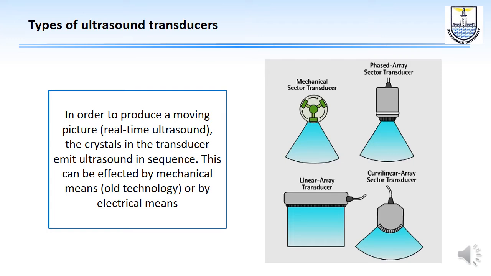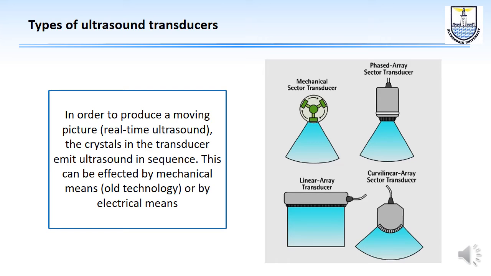And here are the different transducers. At the beginning, the transducer contains more than a crystal. For example, on the upper left side, the mechanical sector transducer. This transducer has three piezoelectric crystals, and they rotate. So one of them works and the other works after it, and so on, because by doing this, you can generate a real-time ultrasound. You can generate a video rather than a picture.